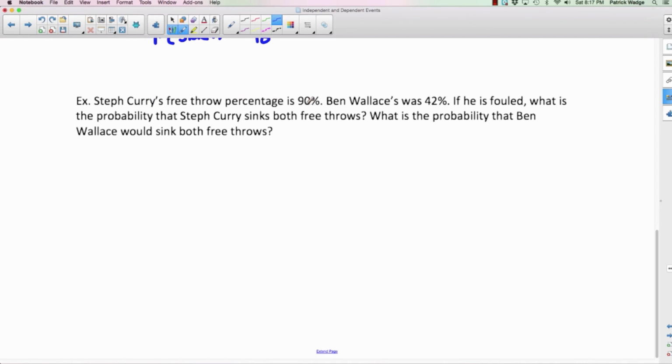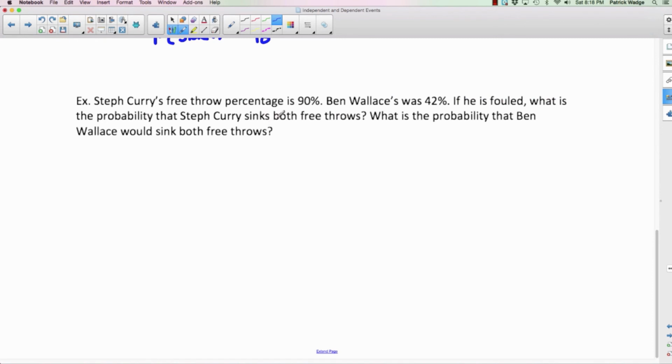He's actually got, I think, the second best right now. Steve Nash, Canada's own Steve Nash, has the best all-time career. The worst free throw percentage for someone who played a significant number of games is Ben Wallace. He was a good player, but his free throw percentage is terrible. 42%. That's awful.